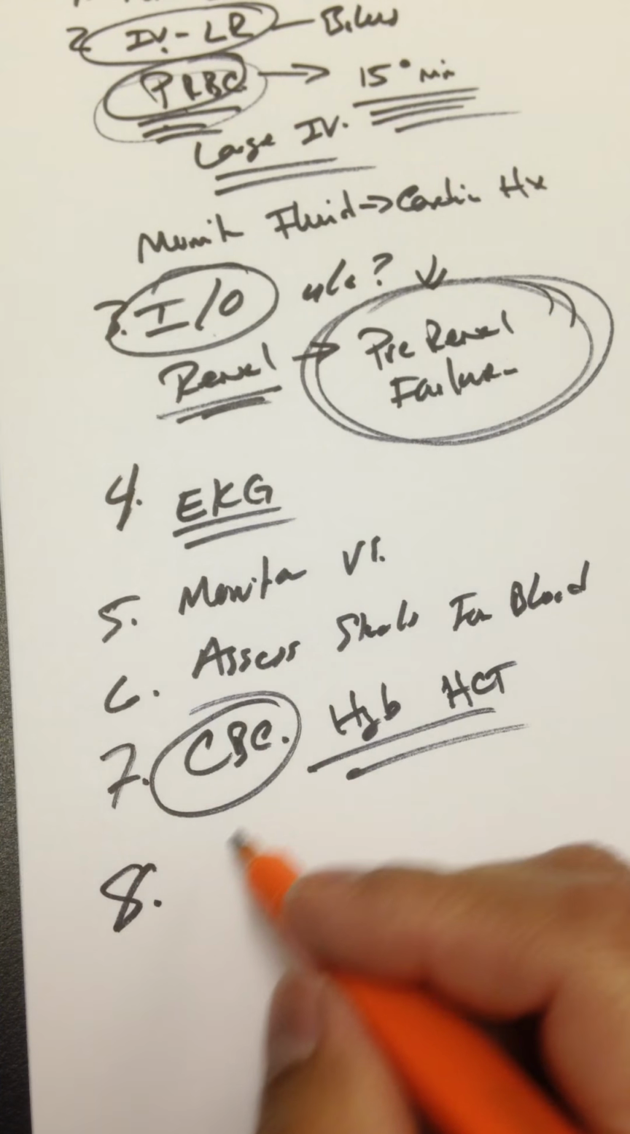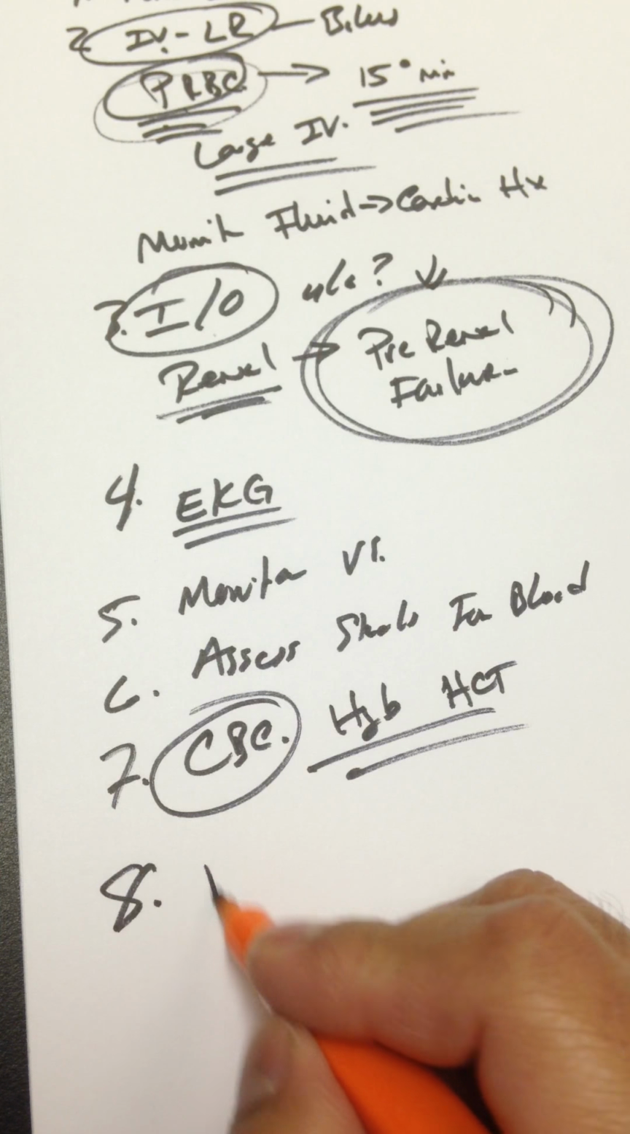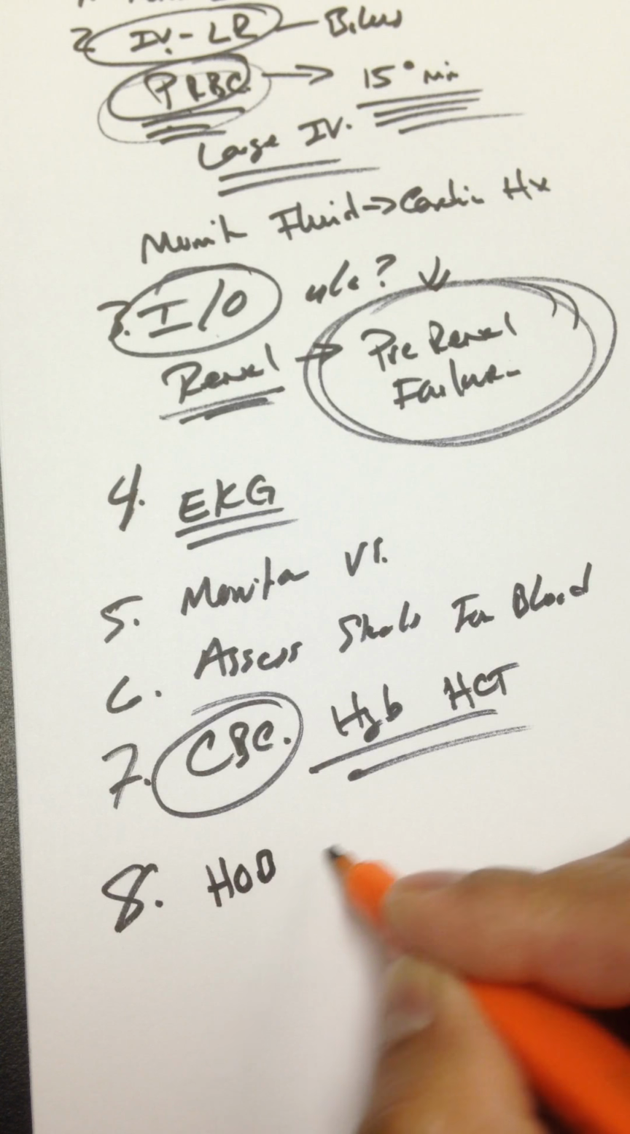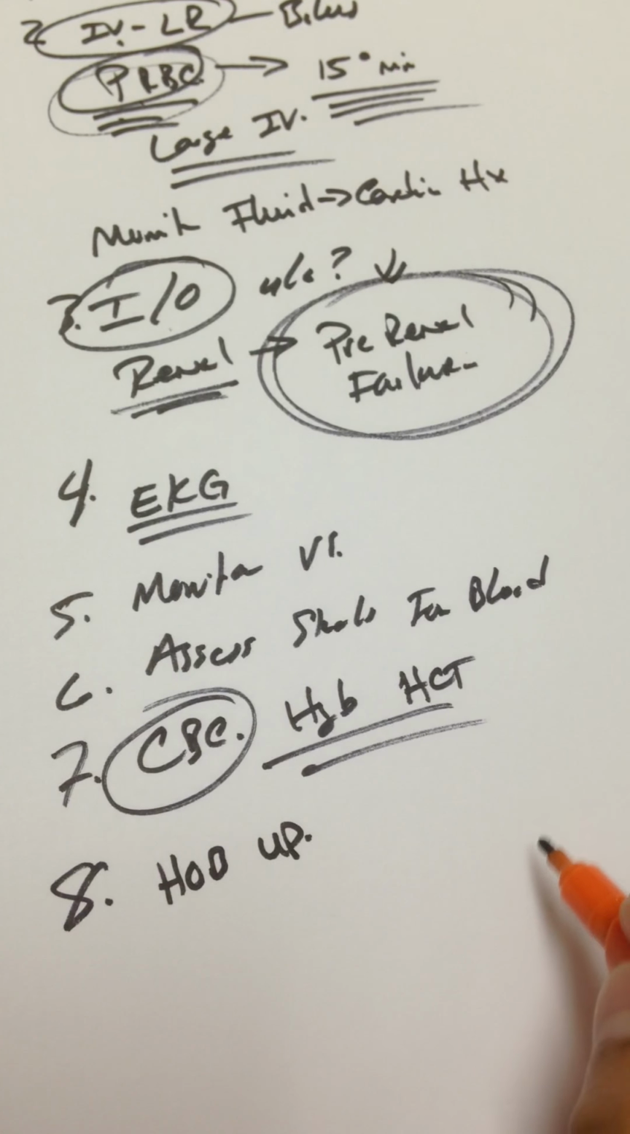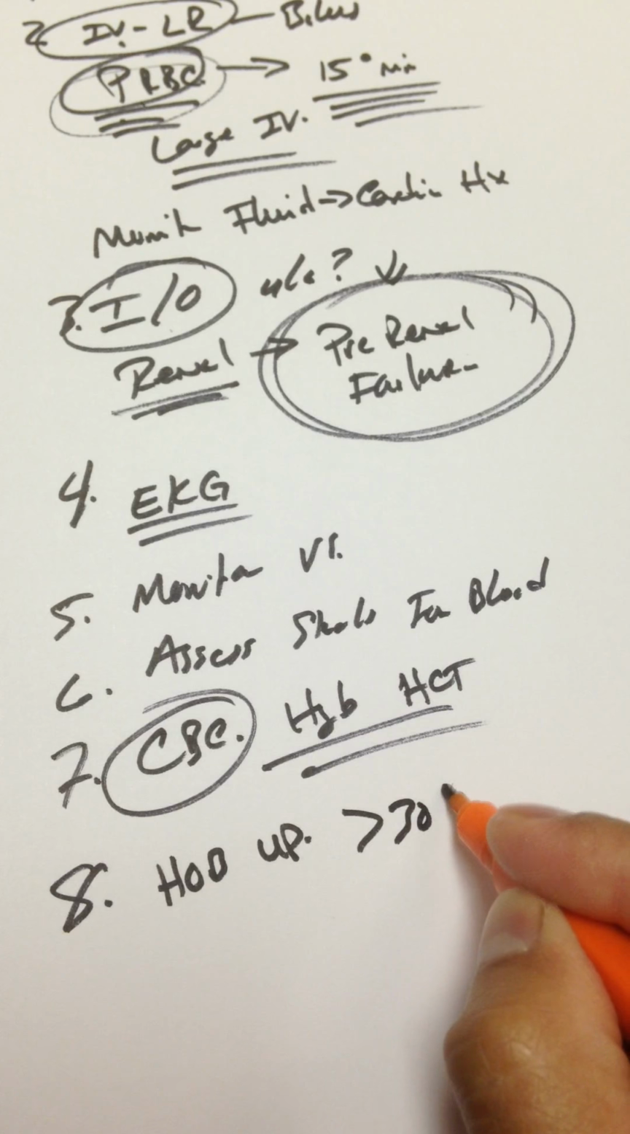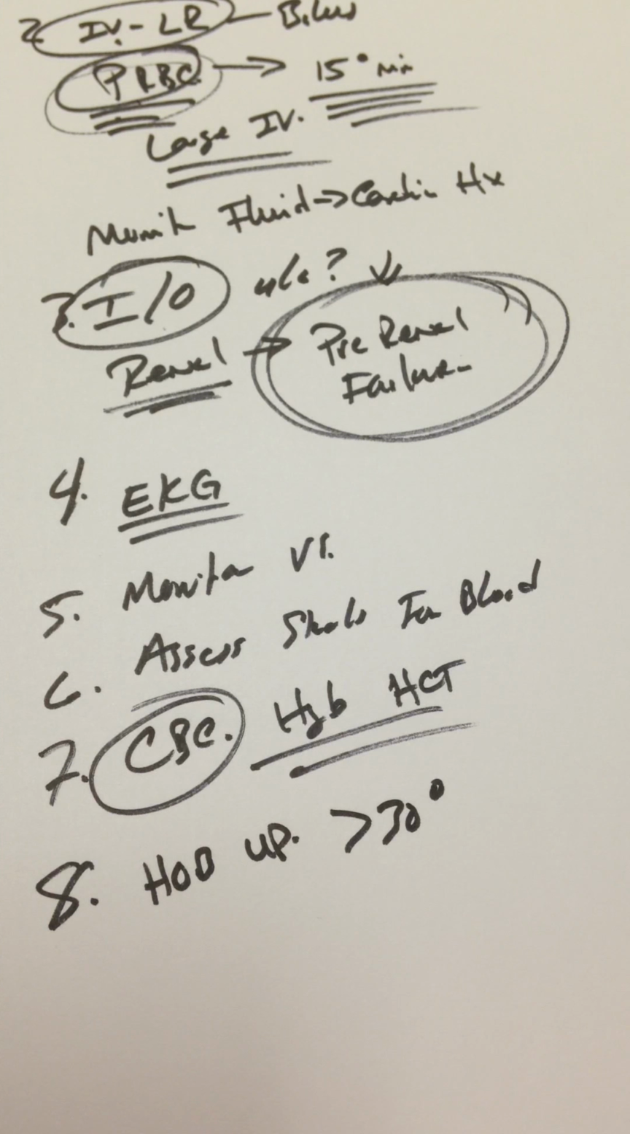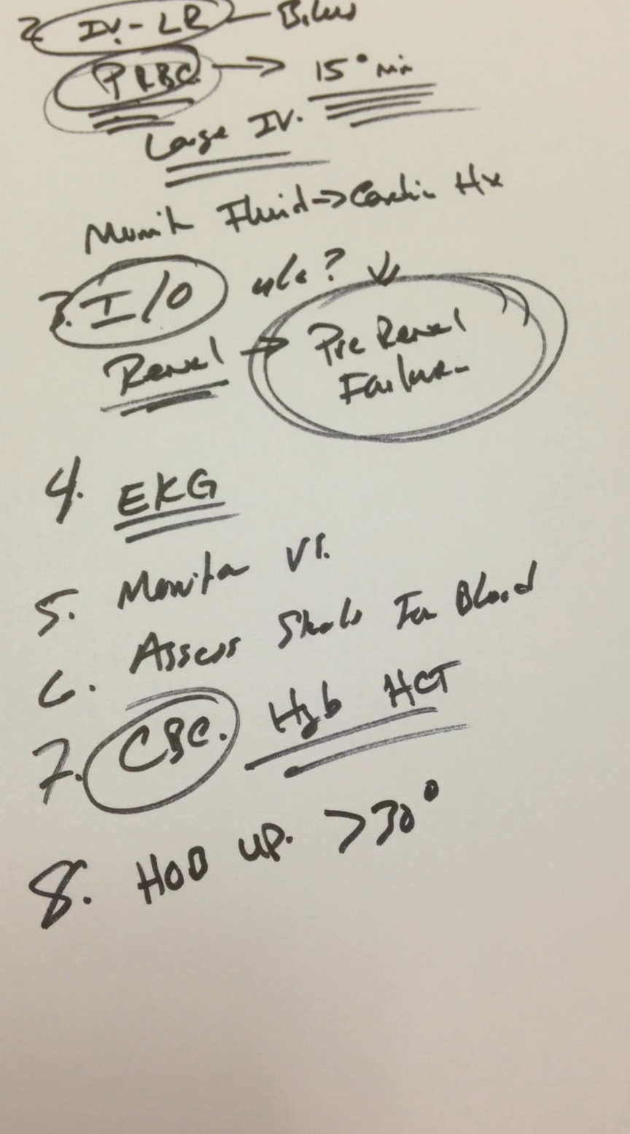You want to make sure that you position your patient with the head of bed up at least greater than 30 degrees. You want to prevent some type of aspiration, especially if they have esophageal varices or varice ruptures. They have the potential of that getting into the lungs. So again, you're trying to prevent any type of aspiration from occurring.